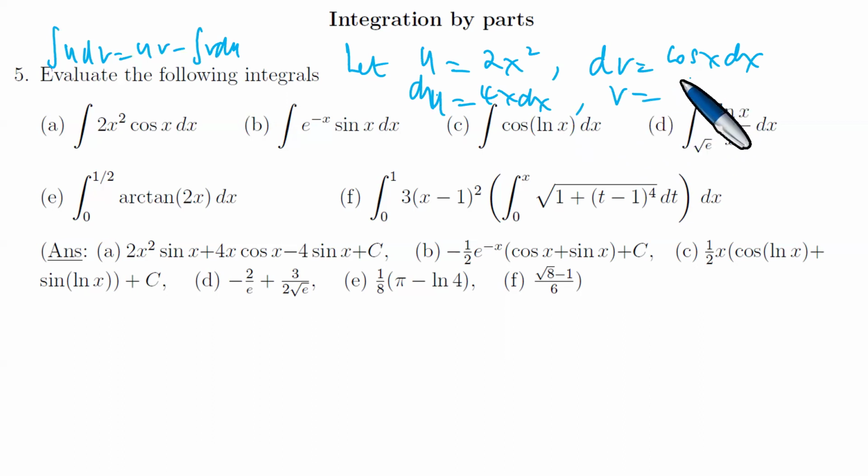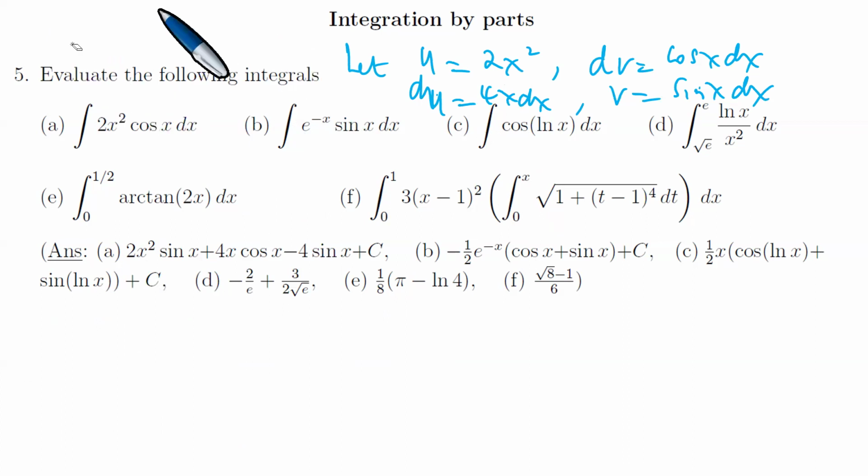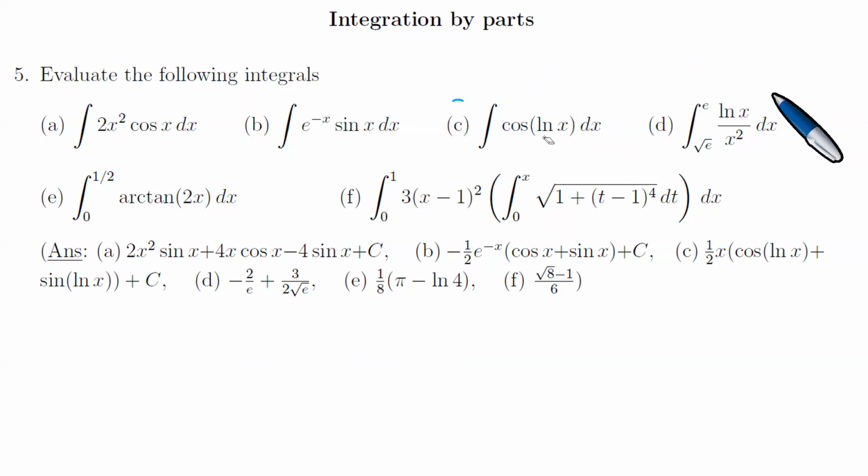If you integrate both sides, you get v, which is the integral of cosine, which is the sine of x. So whenever you have the integral of 2x squared cosine x dx, u is 2x squared, and the result is 2x squared sine x minus the integral of v du. Okay, good. I'm glad that we have actually done this one. In an attempt not to be repetitive, let us move on to the next one.